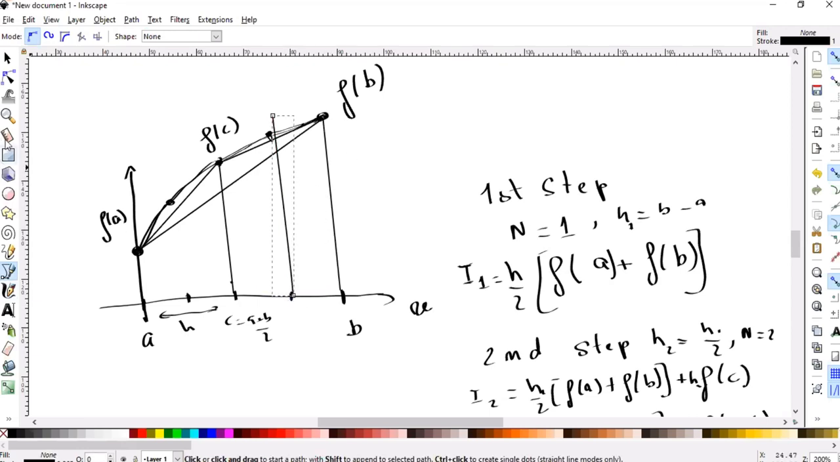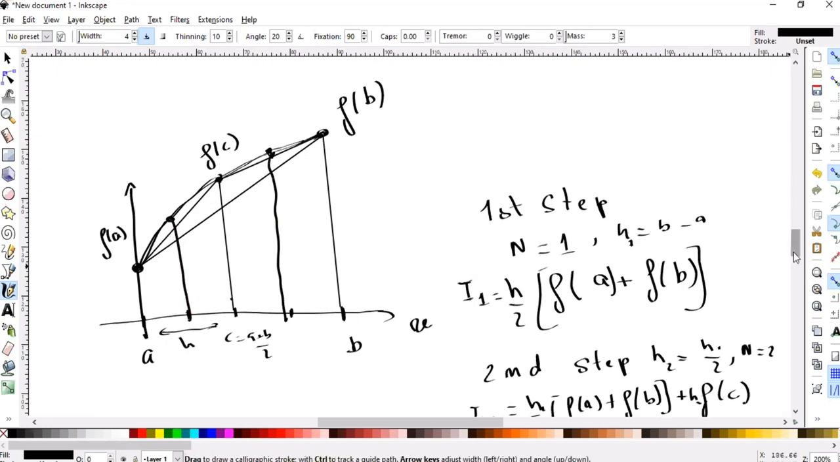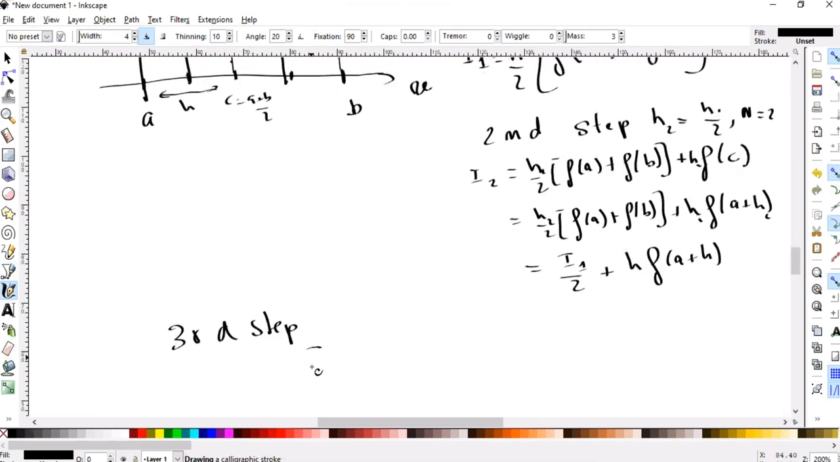Oh, in any case, you understood my points. Okay, so we have the sum of these 4 trapezoids now. Okay, so R3 is the same thing. So you have H over 2. So here you divide it. So H3 is equal to H2 over 2.